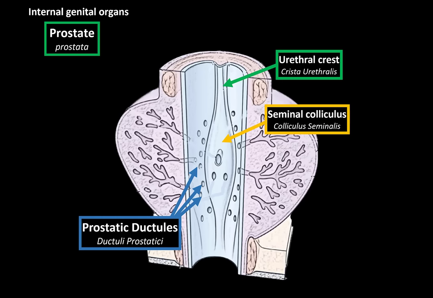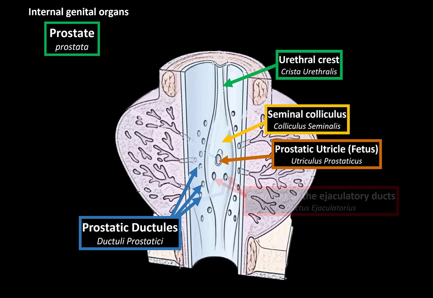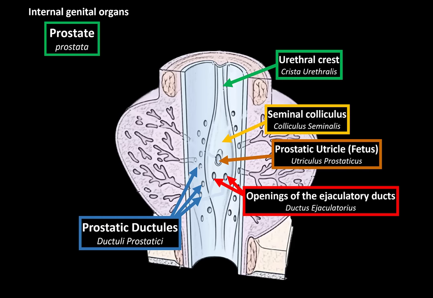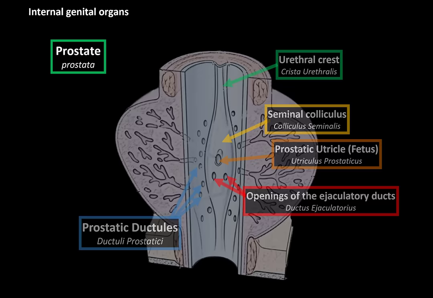There's an elevated area on the urethral crest called the seminal colliculus. And on the seminal colliculus, you can find the prostatic utricle, which is an unpaired remnant of the paramesonephric duct. And we can find the openings of the ejaculatory ducts on both sides of the seminal colliculus for the sperm. So that was all I had for the prostate.